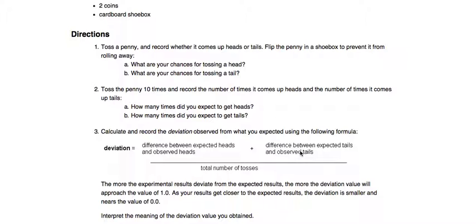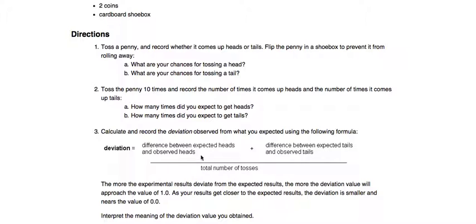So for example, if in that instance you got six observed tails, but you expected 5, that would be what you would put on this side of the equation. So you would add those two numbers up. So the difference between the observed and the expected.